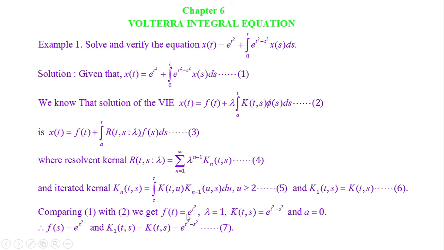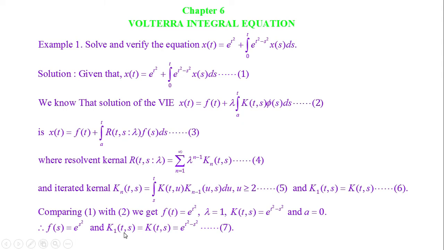Since f of t is equal to e to the power t square, we can write f of s is equal to e to the power s square, because we need f of s here in the solution. That's why I found it out.